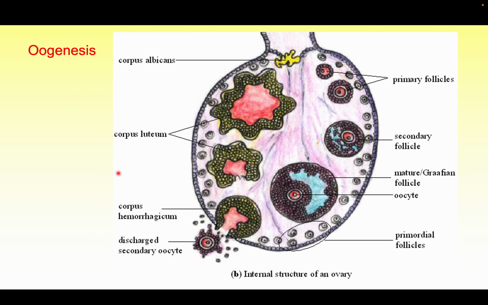Okay. Now, for the case of female animals, the process of egg development is called oogenesis, and it takes place in the ovaries.